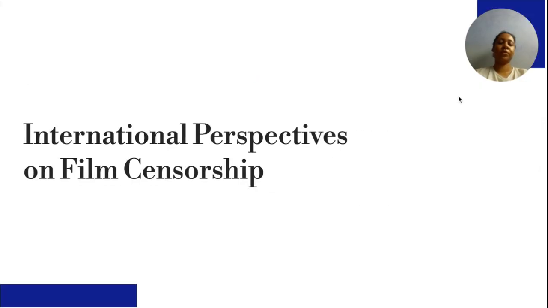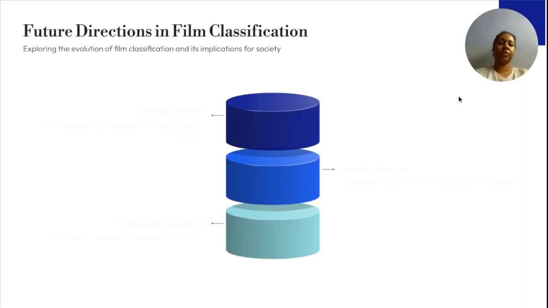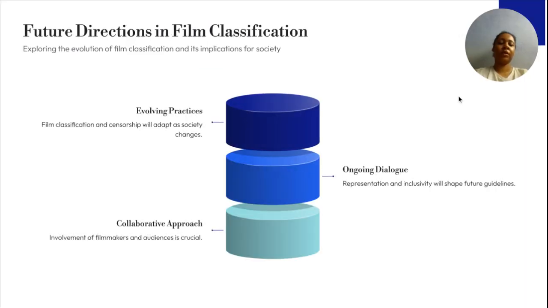So, international perspectives on film censorship. So, future directions in film classification. So, evolving practices. Film classification and practices will adapt as society changes, because it has actually changed if you think about it in certain ways. What's deemed appropriate and inappropriate, or morally acceptable, or age appropriate, non-age appropriate, all those things.